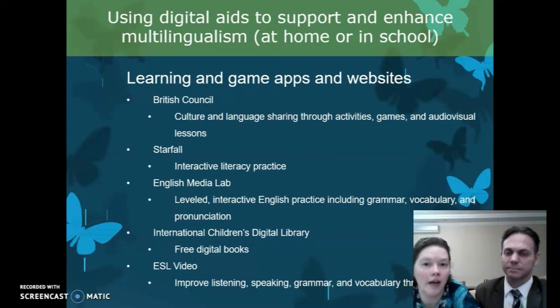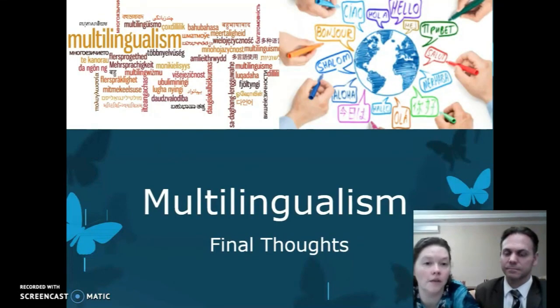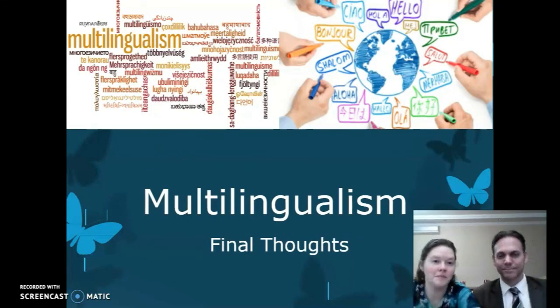The English Media Lab has leveled interactive practice for grammar, vocabulary, pronunciation. The International Children's Digital Library has many free digitalized books in multiple languages. And ESL Video helps improve listening, speaking, grammar, and vocabulary skills through videos, many of which are popular movies that kids like to watch. These are just a few of the options that are available, and a list with all of these links will be provided to you.